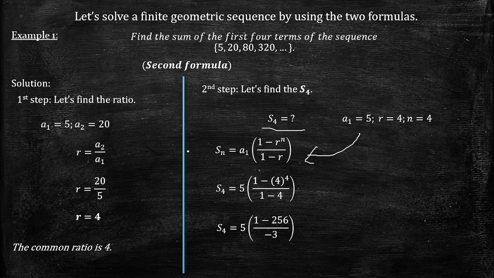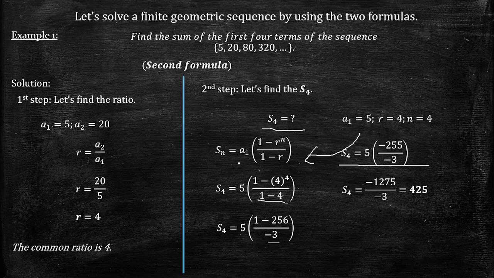So, the result will be 4 raised to 4. The answer is 256. So, 1 minus 256 divided by negative 3. Bakit ba negative 3? From 1 minus 4. Then, i-perform ulit. So, 1 minus 256, the answer is negative 255 divided by negative 3. So, yung next line ng solution natin, s of 4 is equals to 5 times negative 255 divided by negative 3. Then, divide natin yung value sa loob ng parentheses.